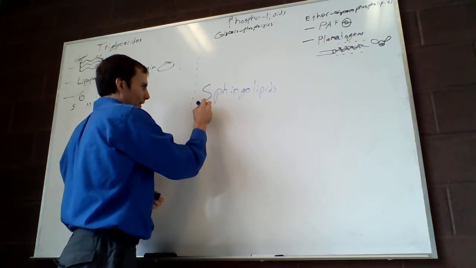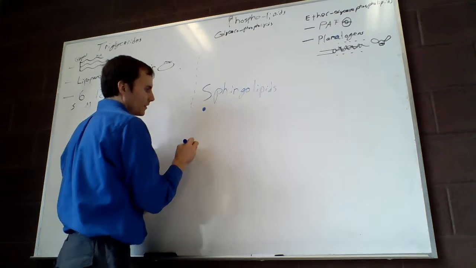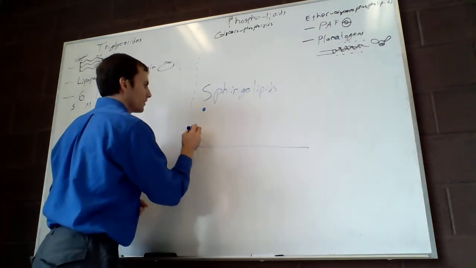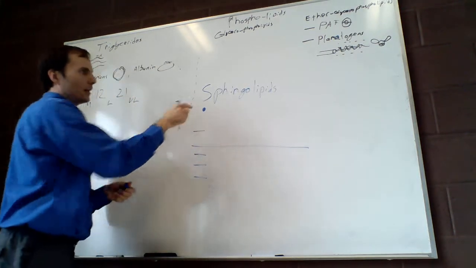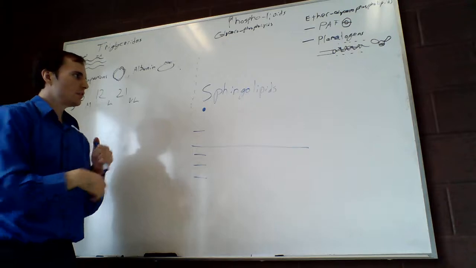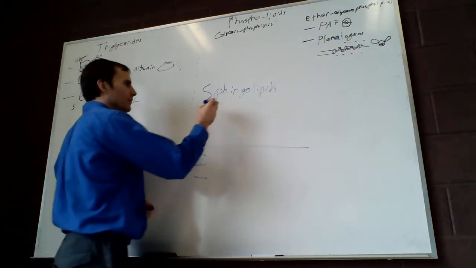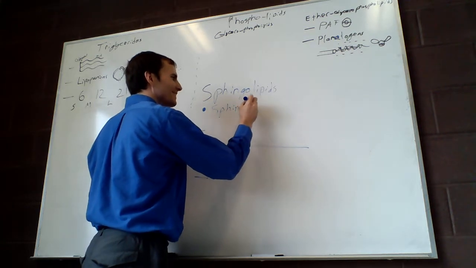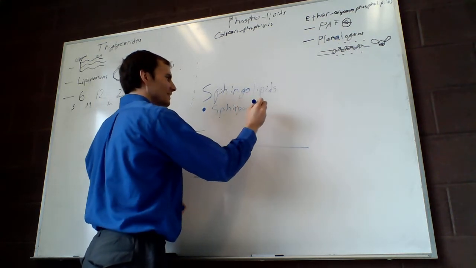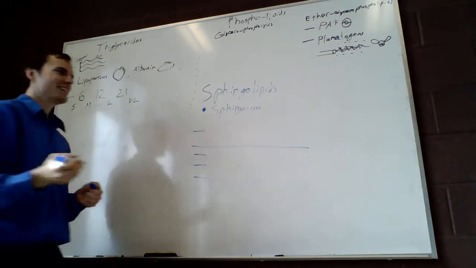so we have one bullet point up here, and then we have a line right here, okay? The bullet point is just to remind you of the general rule about sphingolipids, okay? They have no sugar. Sphingosine as their backbone, okay? Sphingosine.